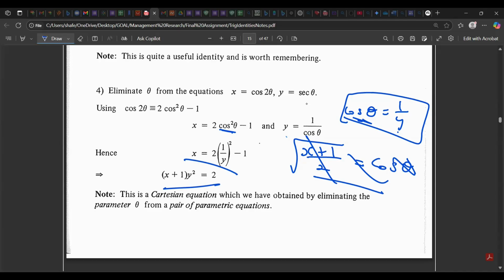So they made use of it. They took this one, get this, put this 1 over y in the place here, 1 over y squared, and you just eliminate theta here totally. Cos theta totally.